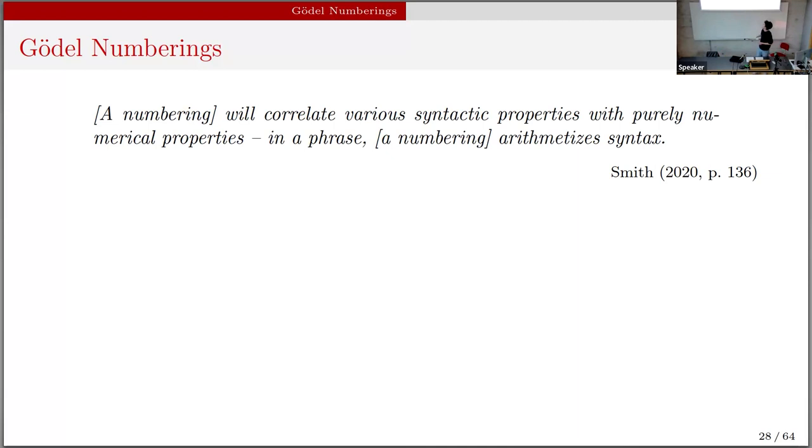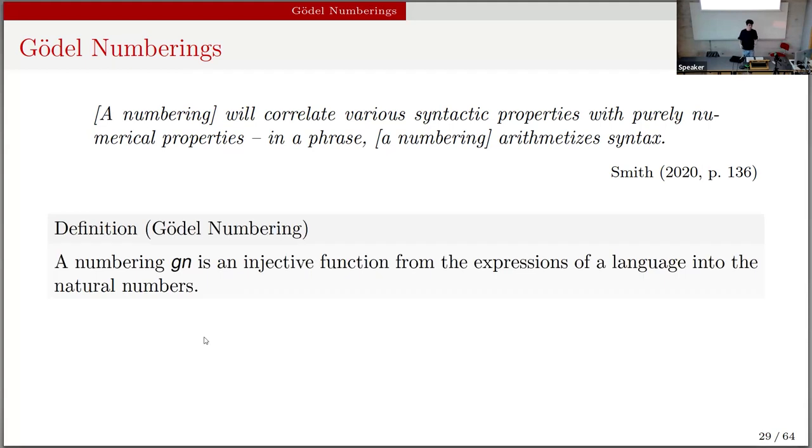So here is a quote by Peter Smith in his nice book. Peter Smith said that a numbering will correlate various syntactic properties with purely numerical properties. In a phrase, a numbering arithmetizes the syntax. So really the numbering is the bridge between the language and the numbers. And then all the rest of the arithmetization is done purely on the numbers. So this is a very large definition of what a numbering is. A numbering is just an injective function from the expressions of a language into the natural numbers. And the function will just be the bridge. And we just impose the condition that this function must be injective.